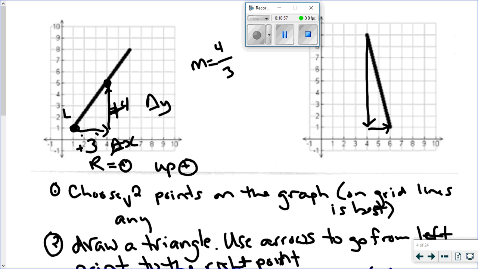All right, 1, 2, 3, 4, 5, 6, 7, 8, -8, negative, and that's a 2. So m equals -8 over 2 or -4.